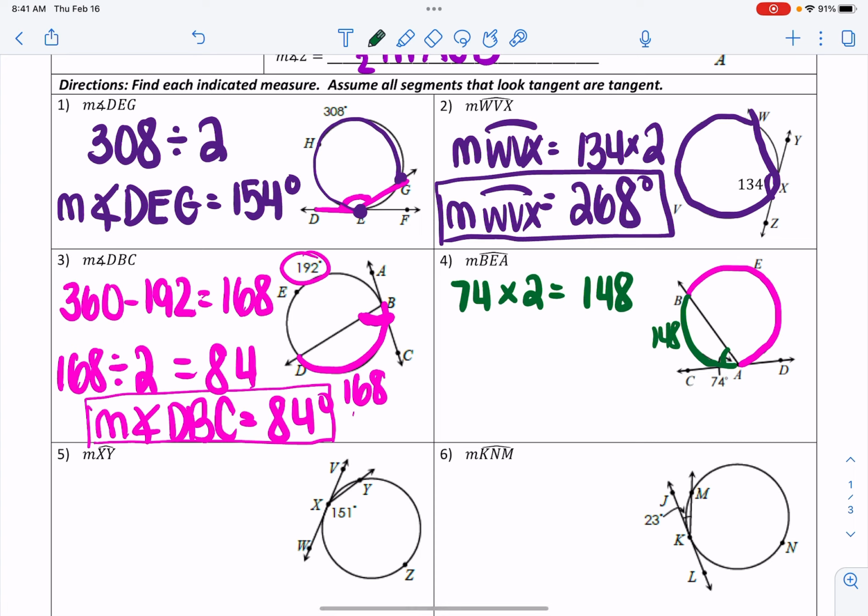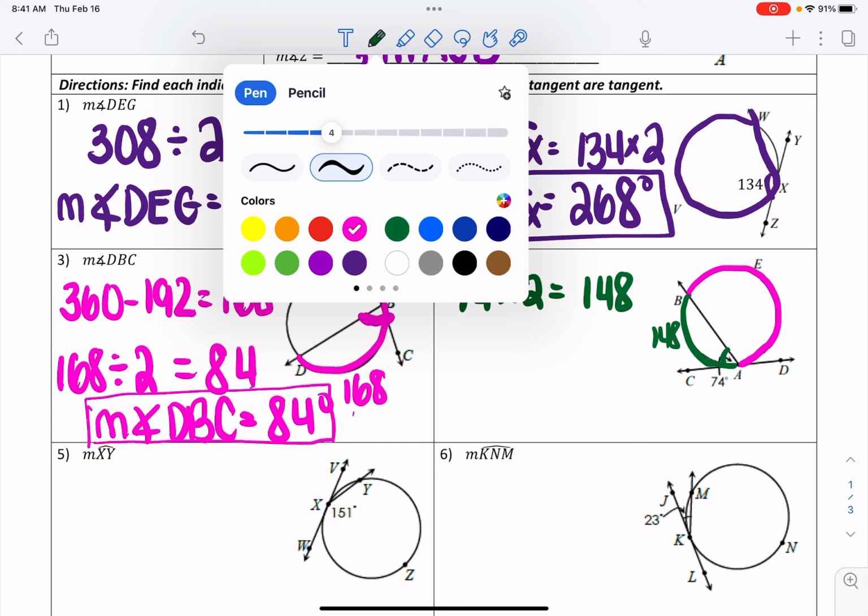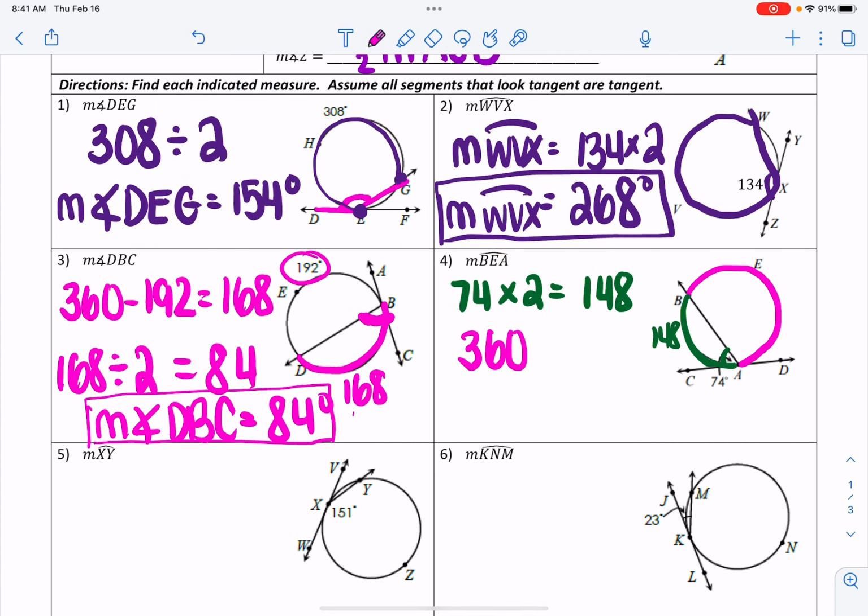Okay. And so what I'm going to have from there is the arc is 148, and then you're going to have to find the pink arc. The entire circle is 360, so I'm going to do 360 minus 148. Okay, and you're going to get the measurement of that arc, BEA, is 212. Okay.